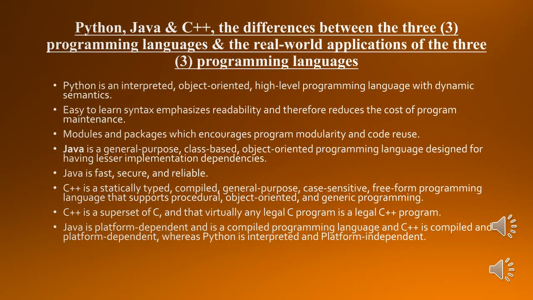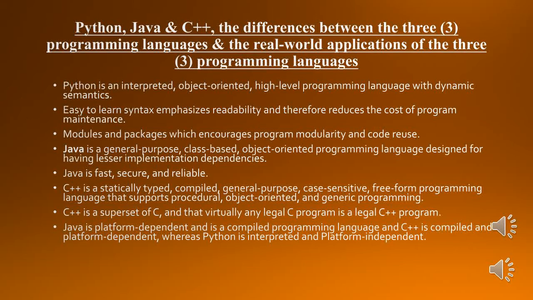Now, I would like to continue with the question, what is Python, Java and C++, the difference between the three programming languages and the real-world application of the three programming languages. Okay, Python is an interpreted, object-oriented, high-level programming language with dynamic semantics. Its high-level built-in data structures combined with dynamic typing and dynamic binding make it very attractive for rapid application development, as well as for use as a scripting or glue language to connect existing components together.